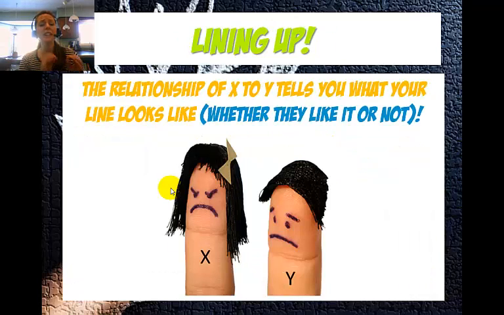All right, so your relationship of x to y is going to tell you what your line looks like. This lesson is all about linear or straight lines that we're dealing with, but other relationships between x and y aren't as boring and predictable, right? Sometimes we're going to get curved lines on our graphs.